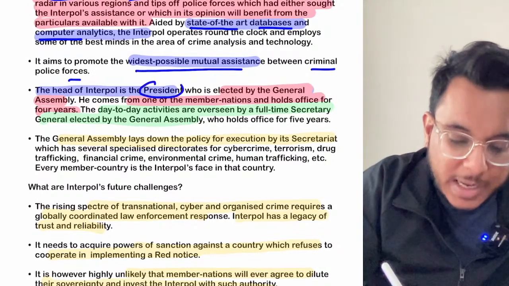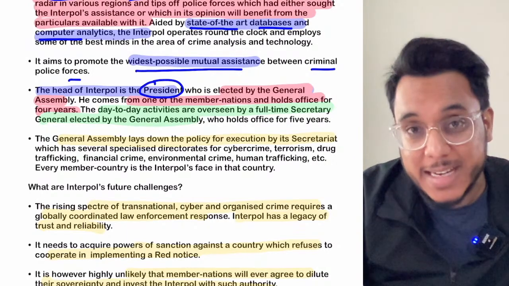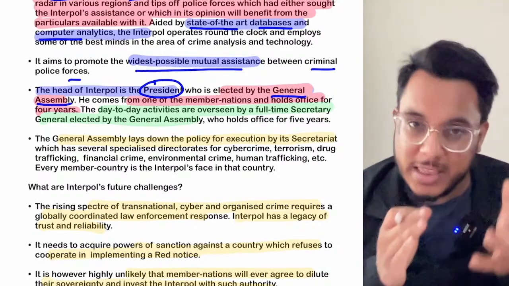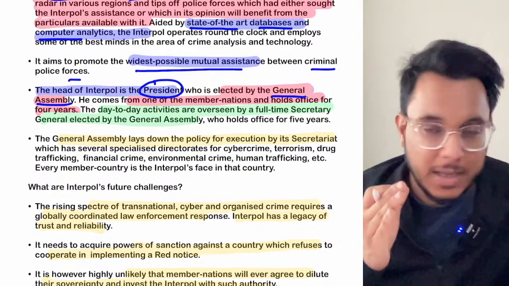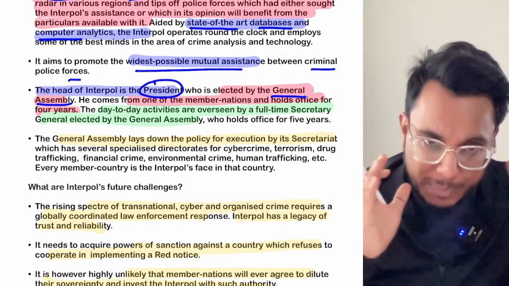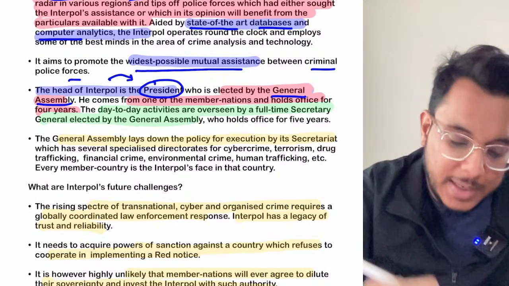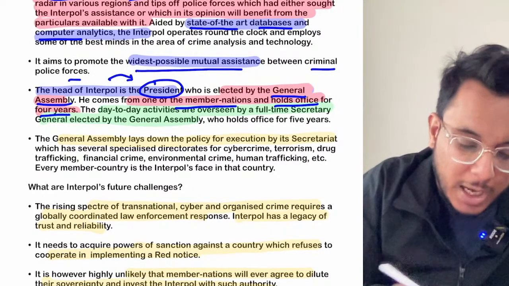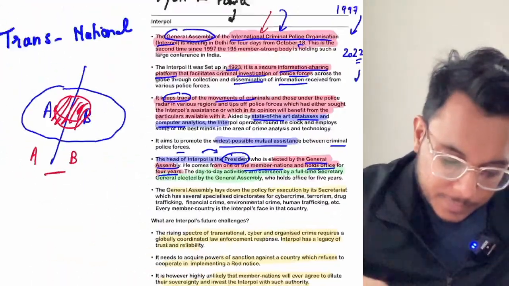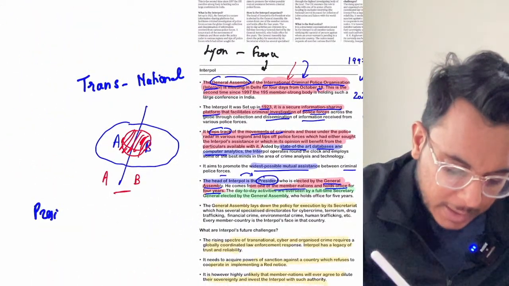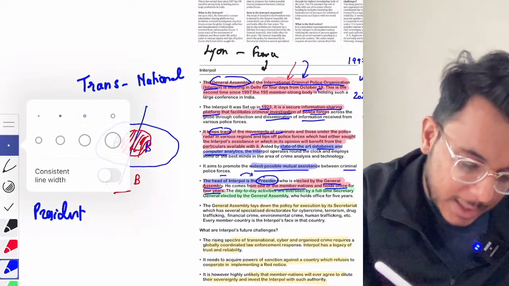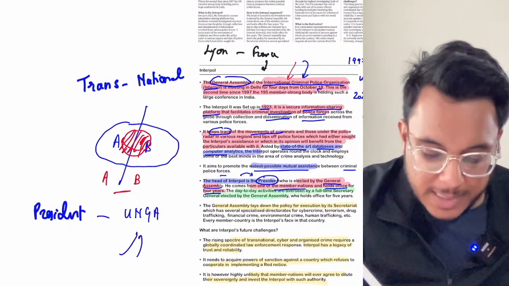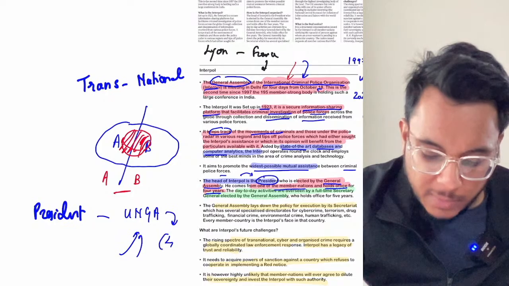There is a president who is the head of Interpol, and who elects him? This is very important. The president is elected by the General Assembly. In the United Nations General Assembly, we know there are 195 member countries. They will elect the president, who will come from one of the member nations and hold office for 4 years.